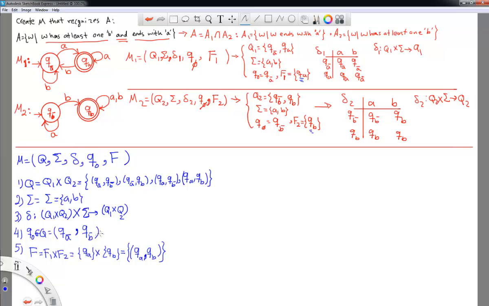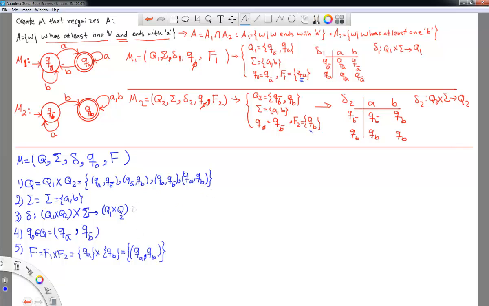Okay. One of the things that you need to be careful a little bit about is that Q sub 0 is a pair of states. F is a set of pairs of states. So again, accept states are a set of states. F is a set of accept states, and start state is just one start state. It's just one state.